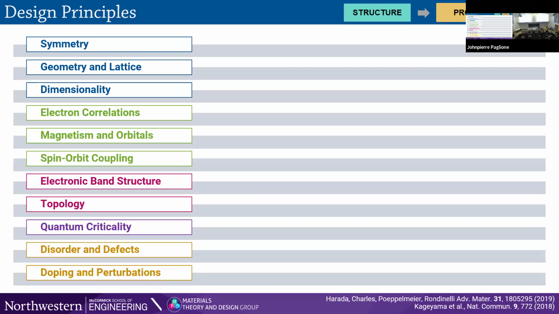And maybe the last two things, which are also extremely important, but often very difficult to study computationally, is what is the role of disorder and defects? In some materials, it is the defects or the dopants that give rise to the physical properties, so we intentionally want them. And you know, what other perturbations are possible?